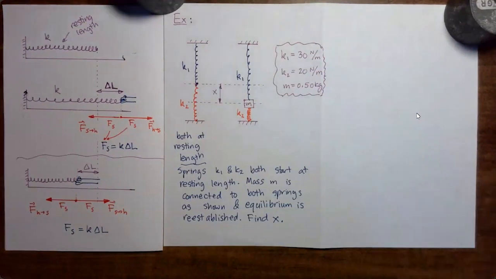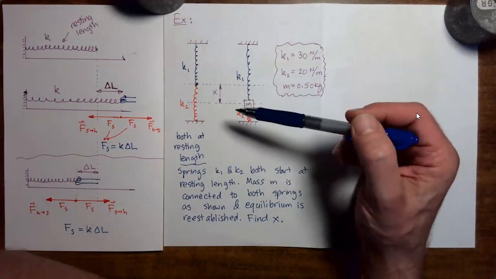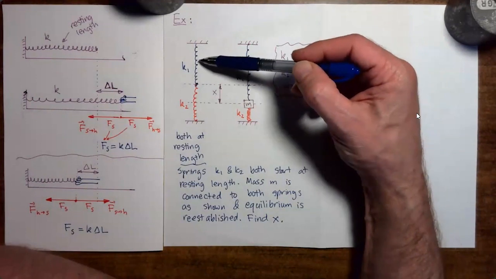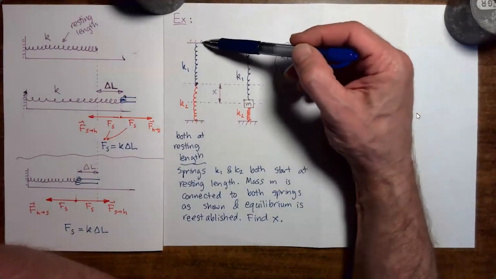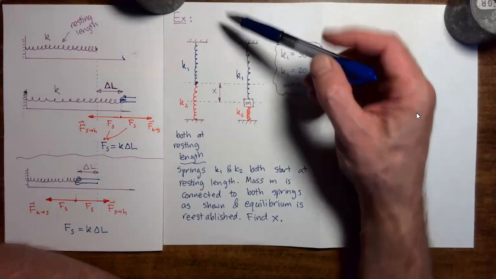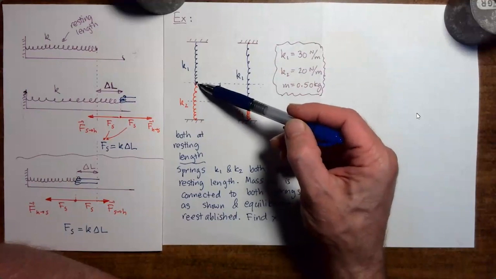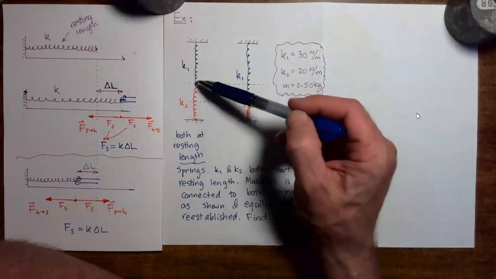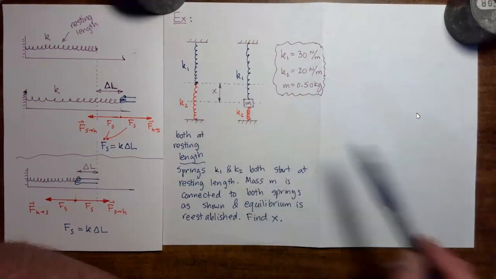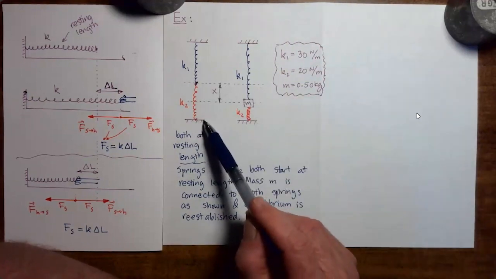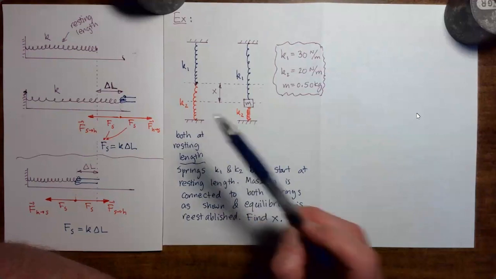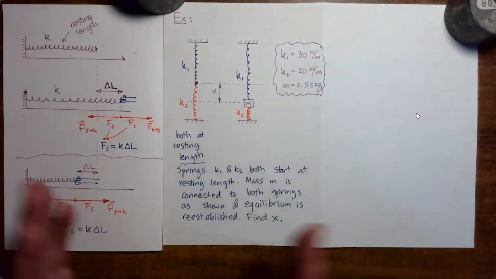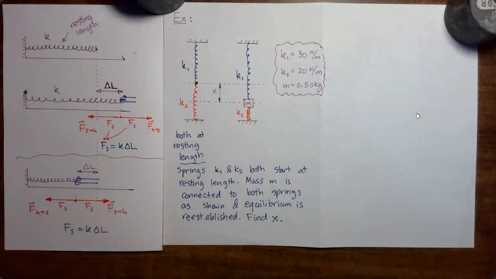All right, let's get to the example problem. So here I have two springs. The upper spring, which I drew in blue, is connected to the ceiling. And then down here, it is connected to spring 2. Spring 2 is connected to the floor. And then up here, it's connected to spring 1. In this initial picture here, both springs are at their resting length. So neither spring is compressed and neither spring is stretched. Both springs are at their relaxed lengths.